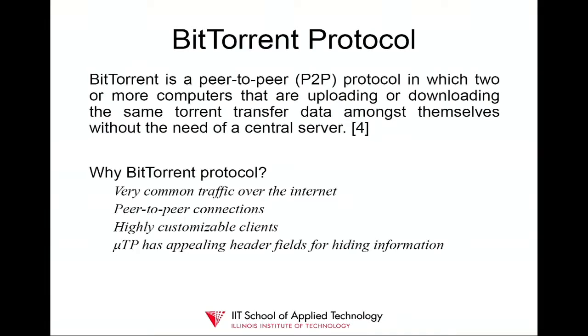Why did we choose that to send the covert information? First of all, it's very common traffic over the internet. The connections are peer-to-peer. Also, it has highly customizable clients. We need to be able to set up the port number in order to route packets appropriately. And also MicroTP, the protocol above UDP for BitTorrent, has appealing headers to input the covert information.